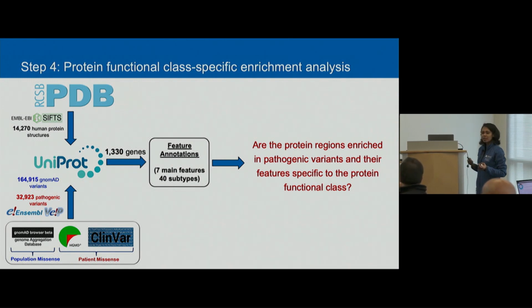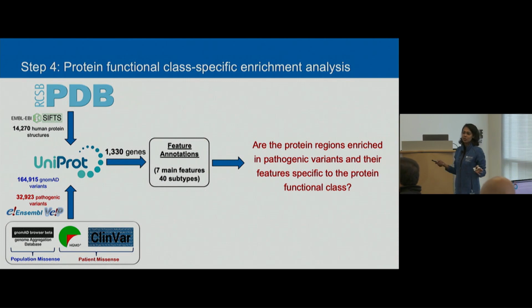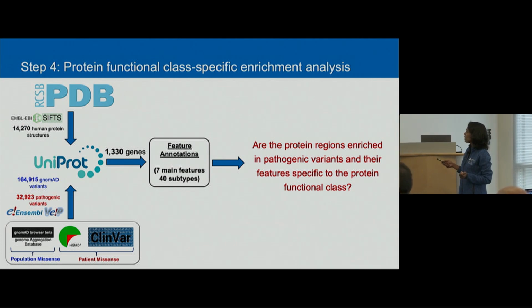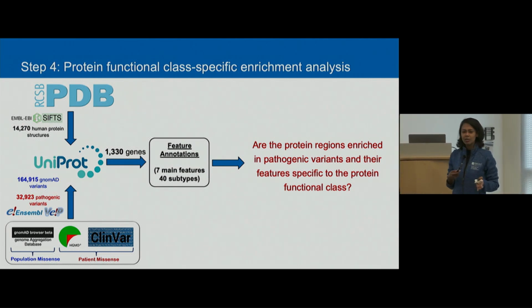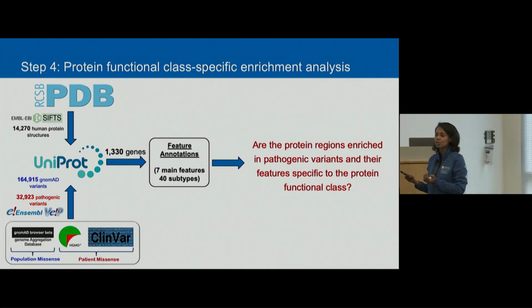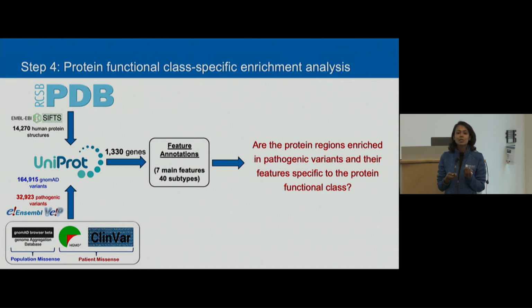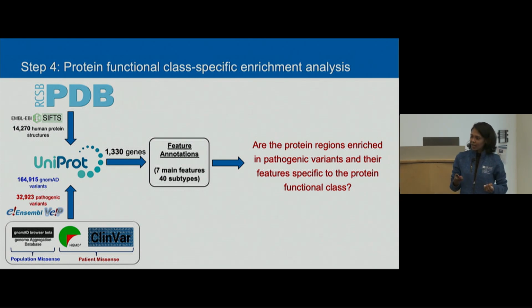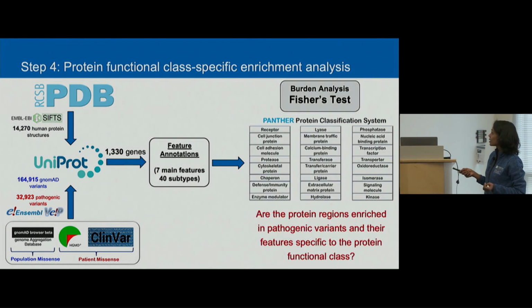After having this general characterization with all these features, the next question that we asked is, can these protein regions that are enriched in pathogenic variants and their features be specific to protein functional class? This is something that has never been done at large scale. On a smaller scale, people took the variations, mapped them on structure, and then tried to characterize, but there is no large-scale quantitative analysis that shows that these are the important features for kinases, and these are important for transcription factors, and these are important for transporters or receptors.